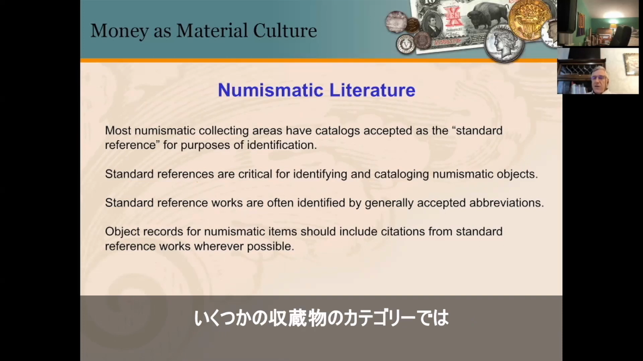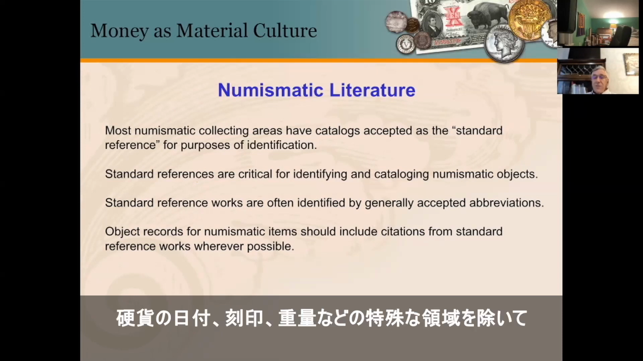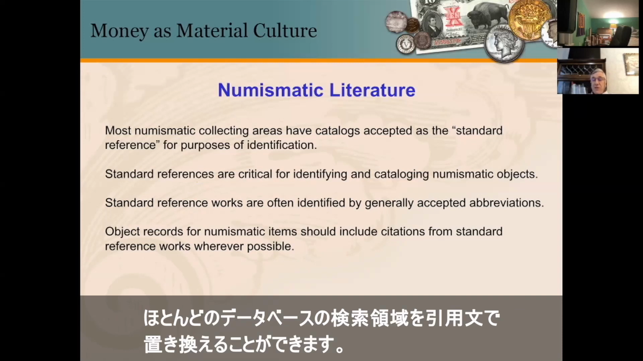For some categories of objects, like these, citations can replace most database object description fields, with the exception of dates, mint marks, and weights for coins and other specialized fields.